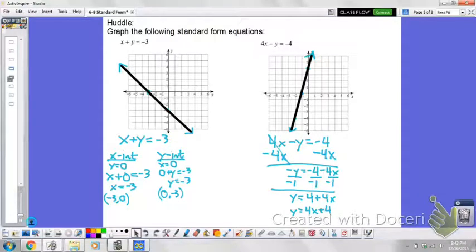So here are the solutions to the two huddle problems. The first one, I found the intercepts by substituting y equals 0 in and x equals 0. And then the second one, I set it equal to y, put it in y equals mx plus b form, and then graphed it.